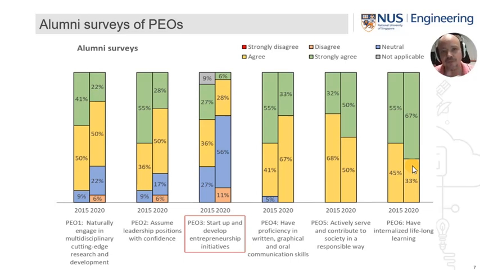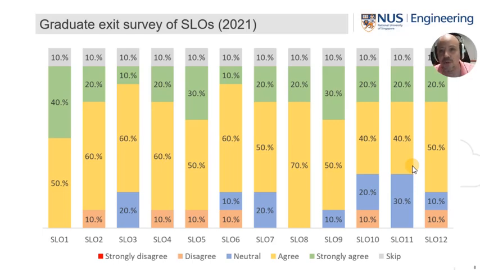So here you can see an example of how we assess the data and make decisions based on whether we strongly feel that we have achieved the POs or the student learning outcomes. Now, next slide, I want to show you the SLOs. This is a graduate exit survey of SLOs from 2021. And what you see in the columns here are SLO 1 to 12. Remember, we have 12 SLOs.